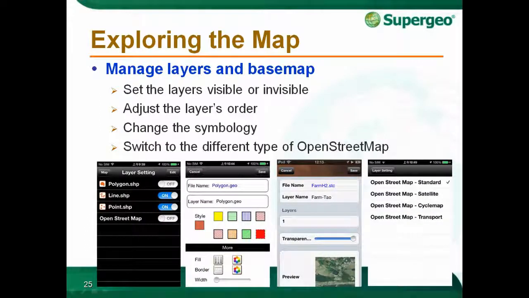And you can manage your layers by layer setting. You can set the layer visible or invisible on the map, adjust the layers order, or change the symbology. And you can also adjust the transparency of the STC base map, or you can switch to the different tab of the OpenStreetMap.